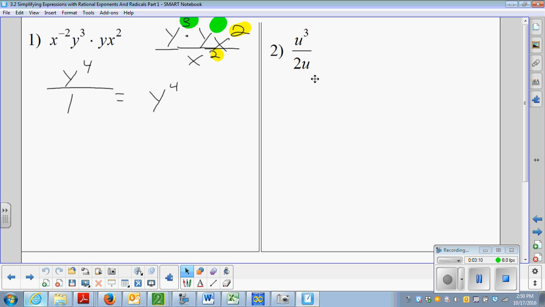Okay, now, since we're doing 3 minus 1, we're going to leave the expression on the side where it was the most variables. So you have u cubed minus u to the 1, and that's going to leave us u squared. Since u cubed was bigger, we'll leave this up in the numerator. In our denominator, we just have 2.